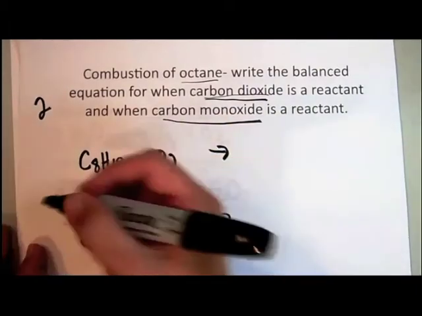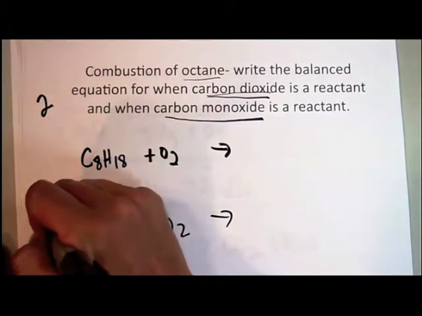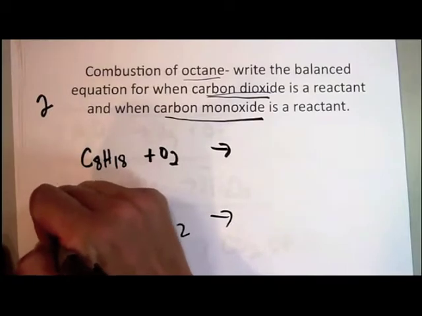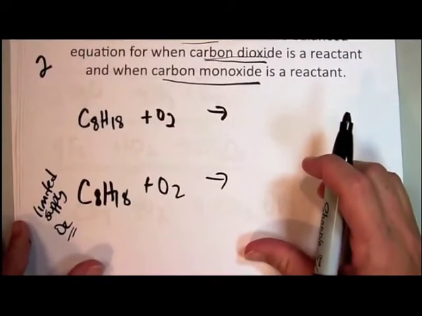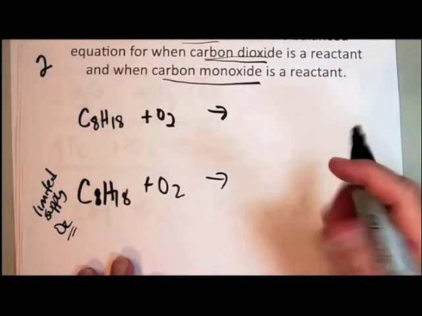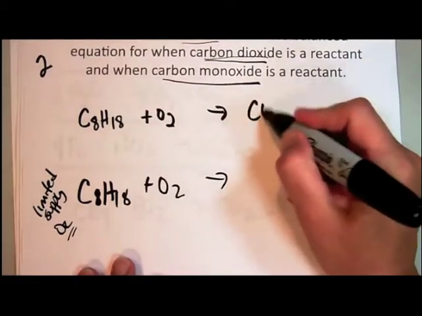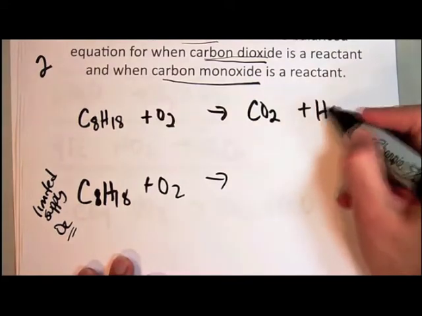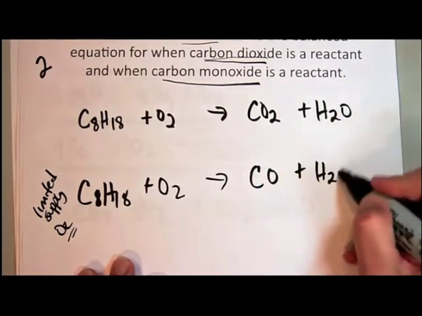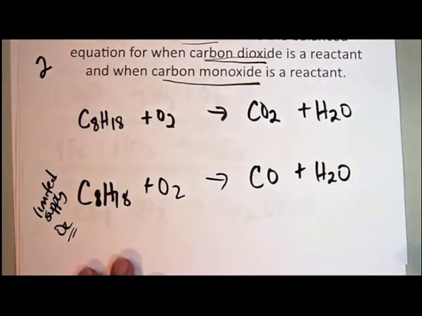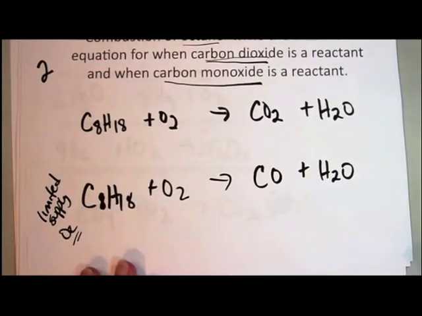And in this case, we're in a situation where we have a limited supply of oxygen. Someone would have to tell you that for you to know that carbon monoxide is going to be a product. So in this case, I know my product is going to be carbon dioxide and water. And in this case, it's going to be carbon monoxide and water. And so what you need to do there is balance those equations, okay?